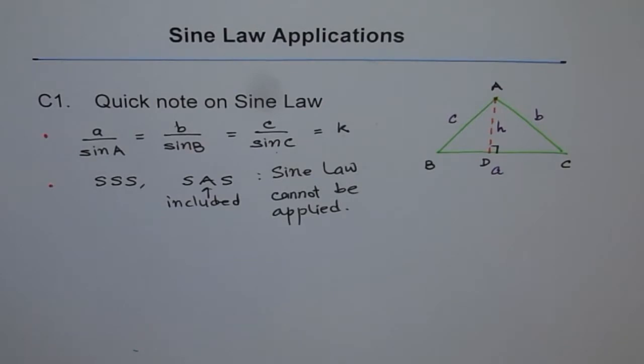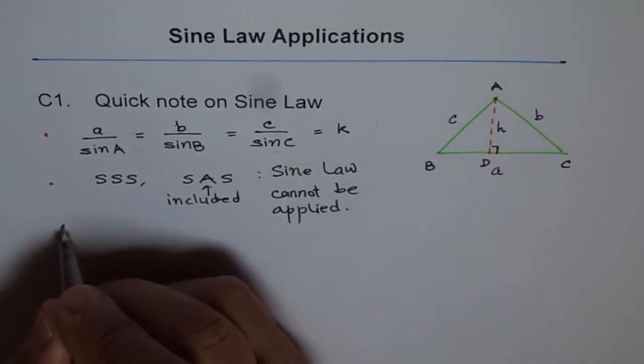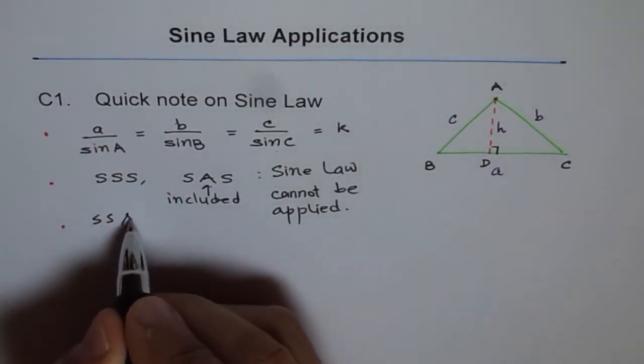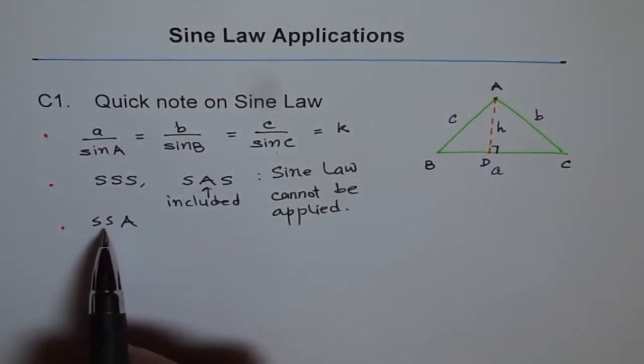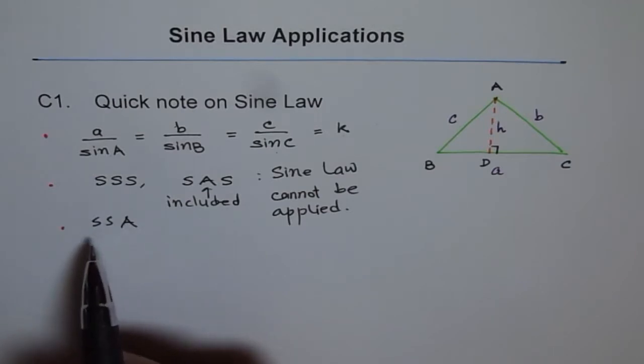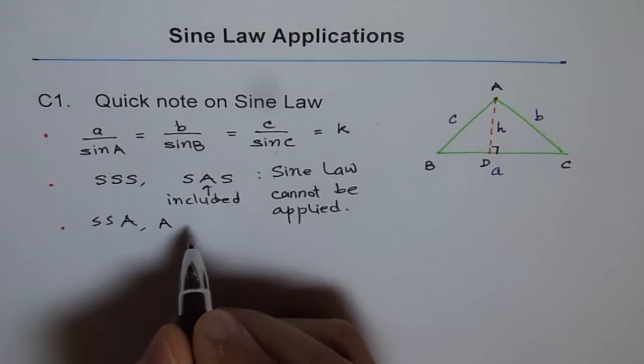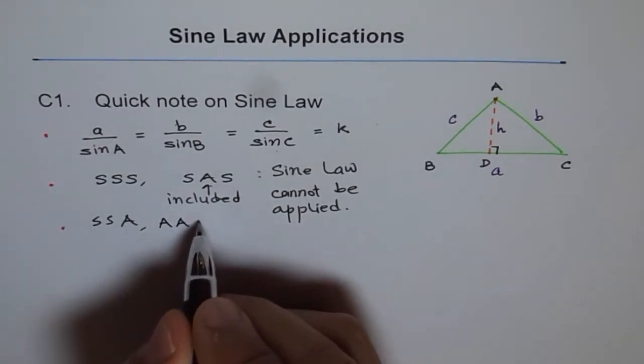So the other situations are when we are given two sides and any angle. So that is not the included angle. It could be on this side, that side, or any side, right? What I'm trying to say, it could be, or if we give you two angles and a side.